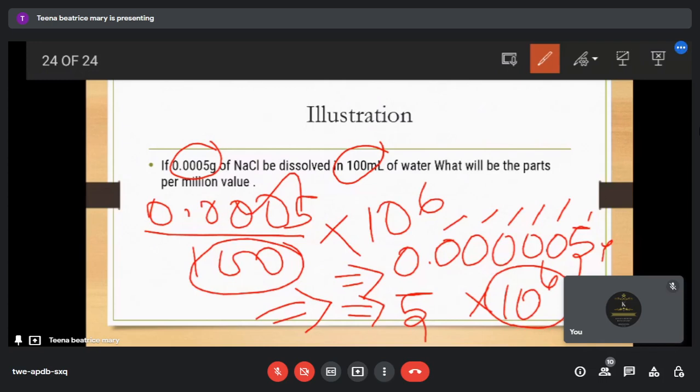So 5 parts per million value. So we have to move the exponents to the right side. Multiplication இருக்கனால right side ல மூவ் பண்ணும்போது, 6 times நீங்க மூவ் பண்ணும்போது 1 2 3 4 5 6, 5 point something, so 5 will be the answer. Clear?